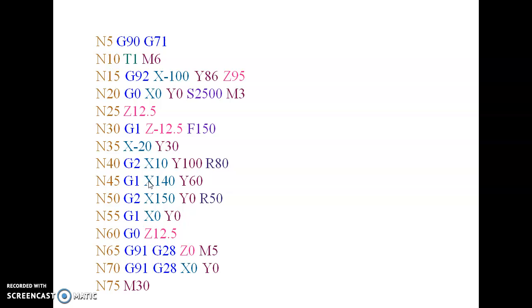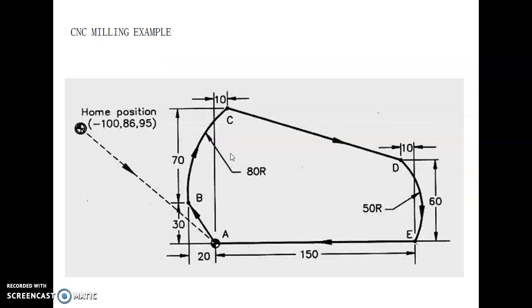N25 Z12.5, that is a rapid plunge to 12.5 mm above the 0 point. It is positioning Z95 to Z12.5 at the A point.